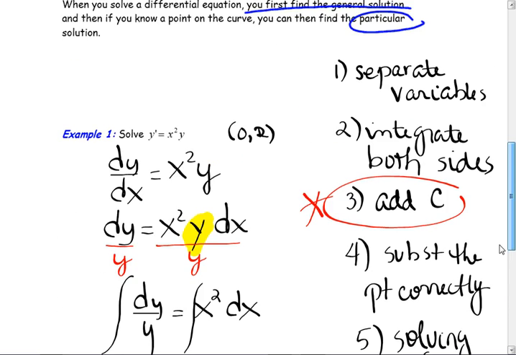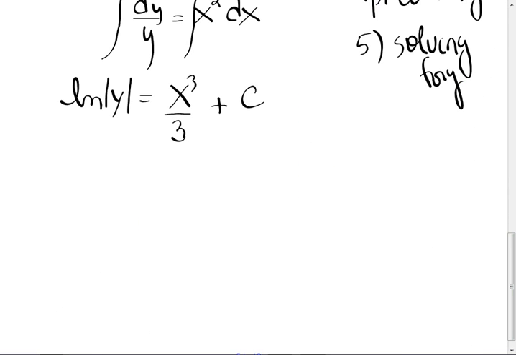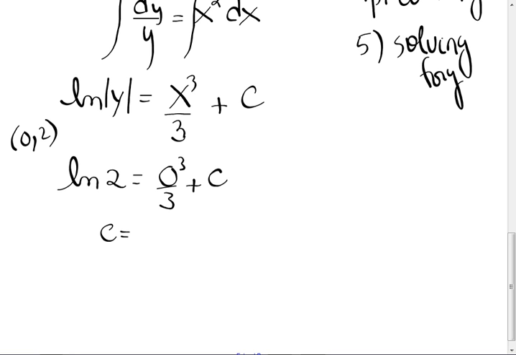So I made up a point just so we could practice. I picked 0, 2 on purpose as opposed to 0, 1. So it's the natural log of 2 equals 0 cubed over 3 plus C. So what's C equal to? The log of 2. They will give you a point. This is a very generic one, not in context. It'll be in some sort of context, like the waste problem.